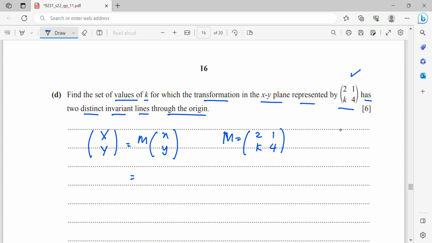So now I will replace it. [2, 1; K, 4] multiplied by small x and small letter y. Then here it will be row times column. Again, I will get 2x plus y for the capital X. For the capital Y, it will be kx plus 4y.